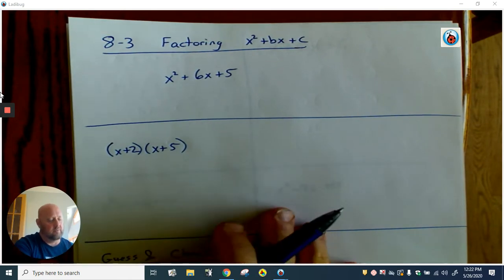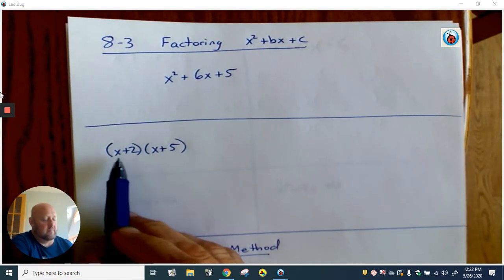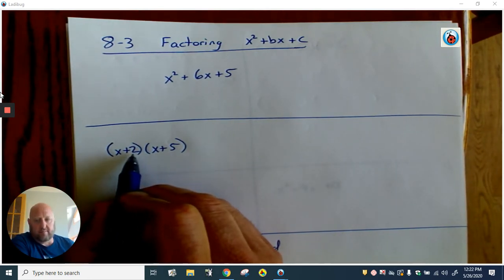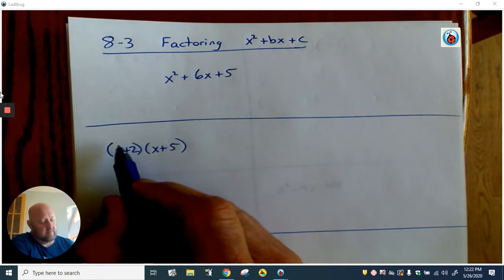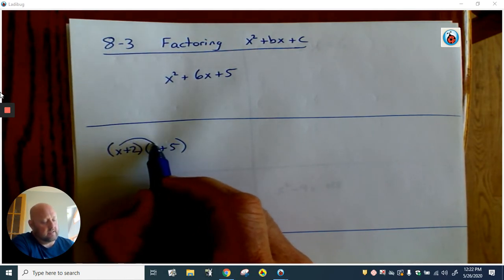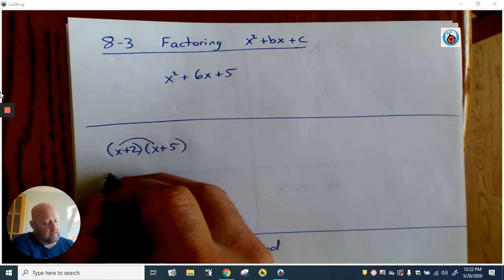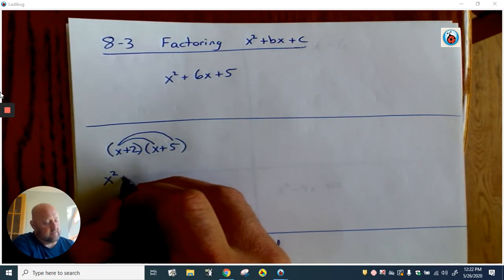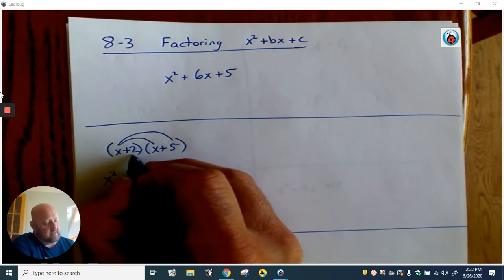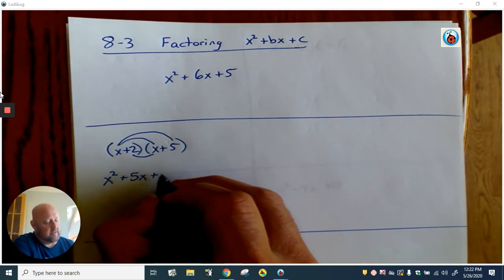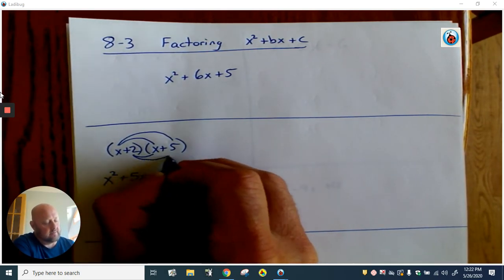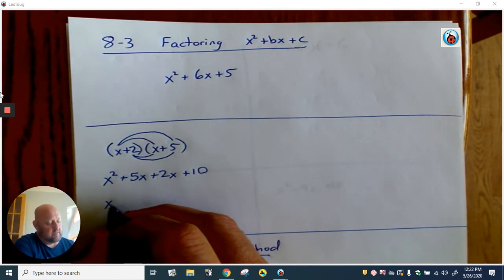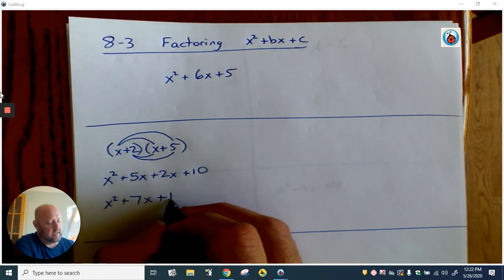A couple sections ago, we dealt with things that look like this, right? Where we talked about multiplying binomials together. Well, basically what we talked about was being able to FOIL those together, where if I take the first numbers together, the x and the x, that gives us our x squared. The outside numbers together, the 5 and the x, well, that just makes 5x. The inside numbers together, the 2 and the x, well, that makes 2x. And then the last numbers together, 2 and the 5, makes 10. And then that would combine to become x squared plus 7x plus 10.